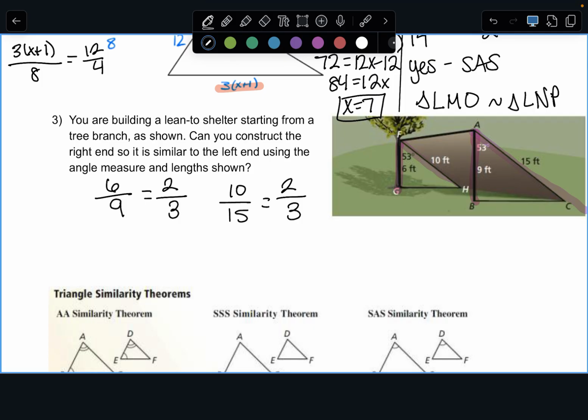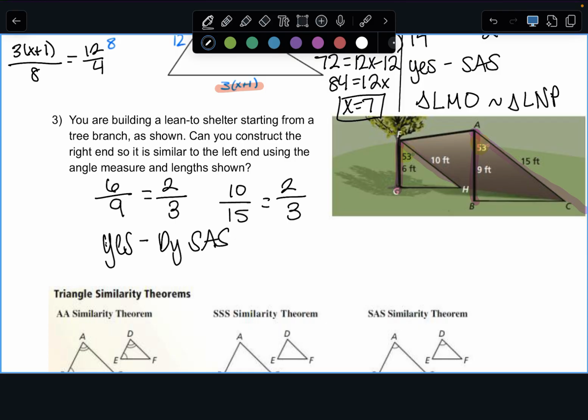I either need the third side or the included angle. Which one do I have? Angle or side? I've shown these two sides. What else do I have? Angle. I have 53 is equal to 53. So now if we trace out what I have, side, angle, side. So my answer here is yes, the triangles are similar by side, angle, side. Yeah, this one was pretty short.